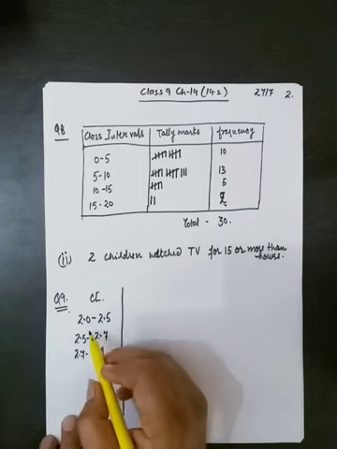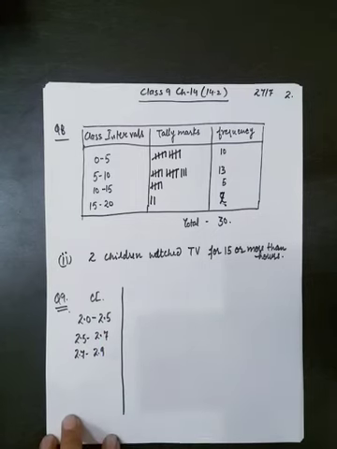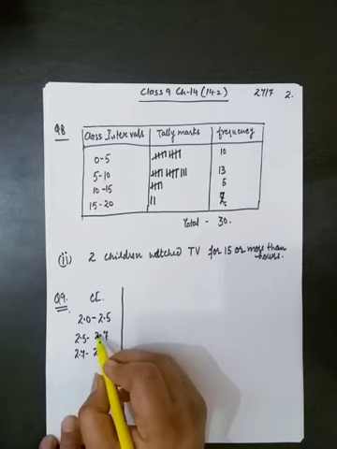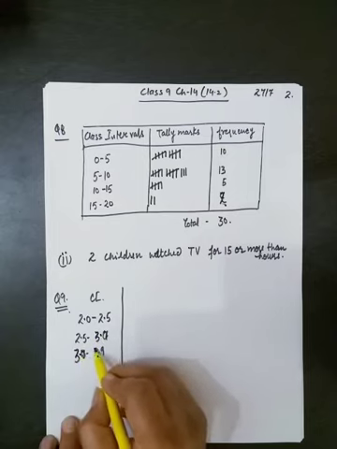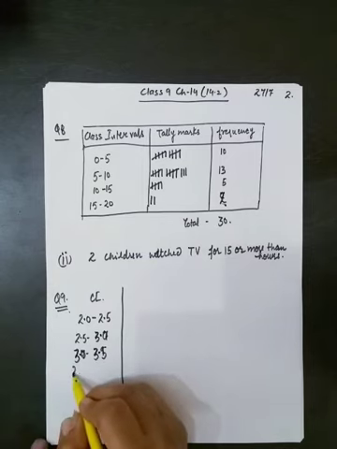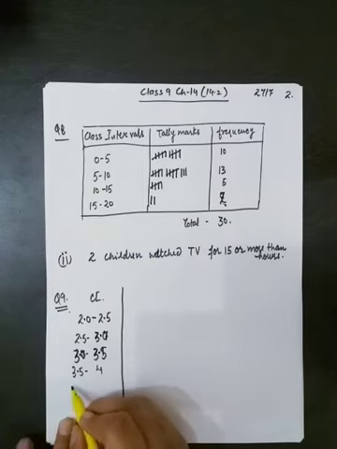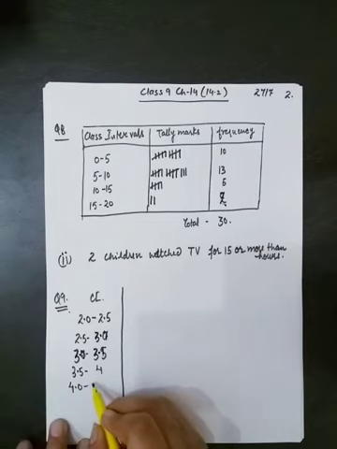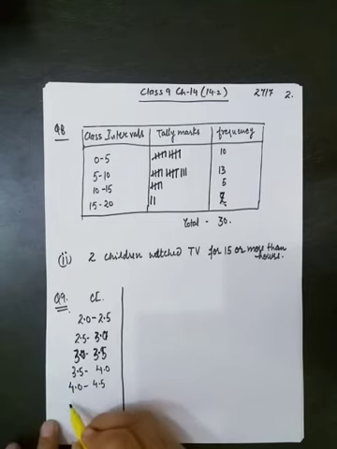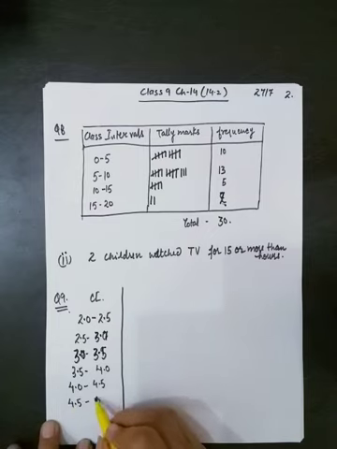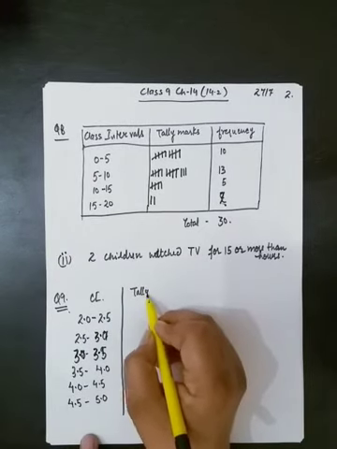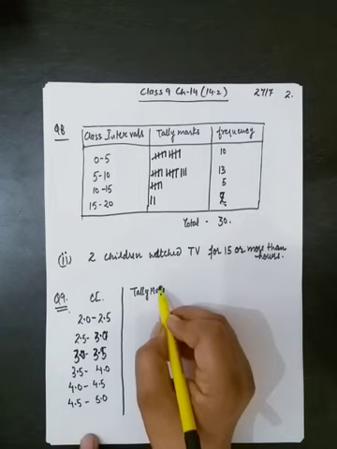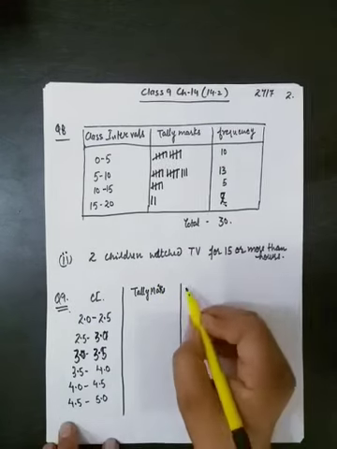Sorry, we have to take a gap of 0.5. So 2.5 to 3, and this will be 3 to 3.5. Now 3.5 to 4, 4.0 to 4.5 and the last interval will be 4.5 to 5.0. Now tally marks and then frequency.